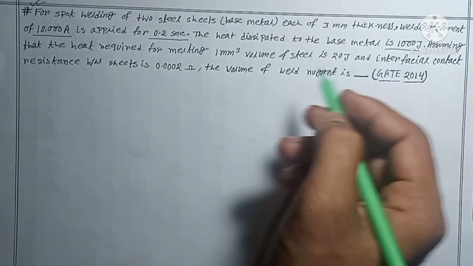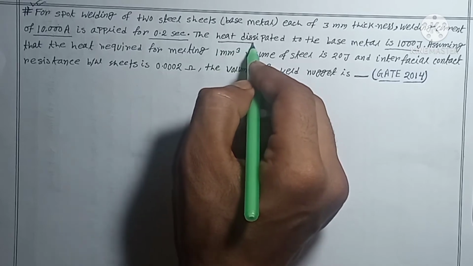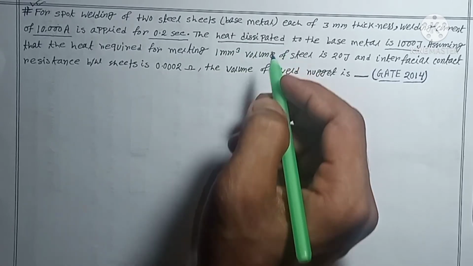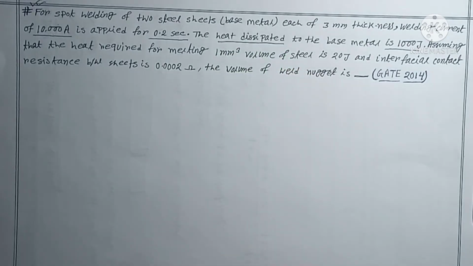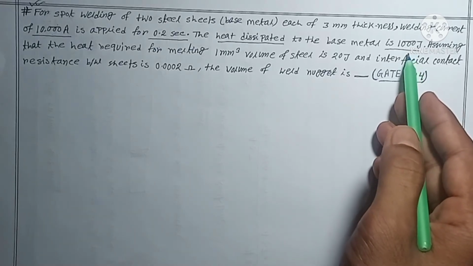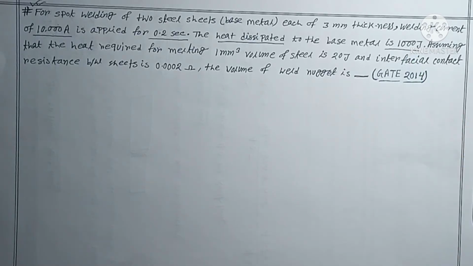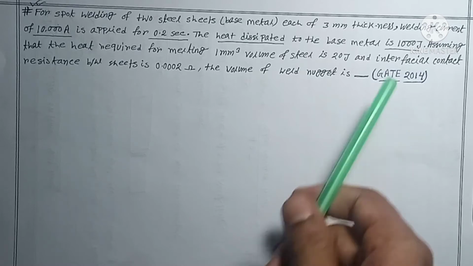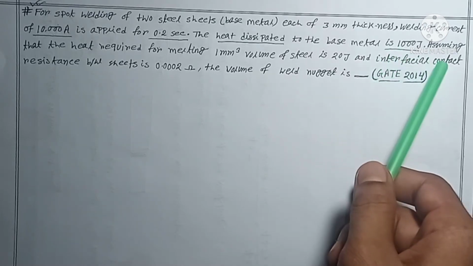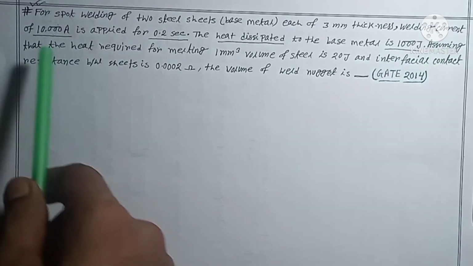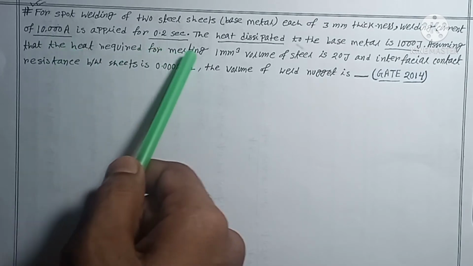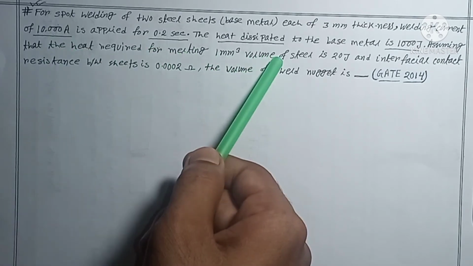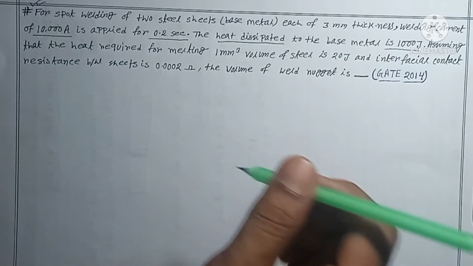This 1000 joule is heat dissipated, meaning when the heat generation takes place, from this total heat generation, this 1000 joule of heat is dissipated to our atmosphere. It is basically the loss of heat generation. Next one, assuming that the heat required for melting 1 mm cube volume of steel is 20 joule.